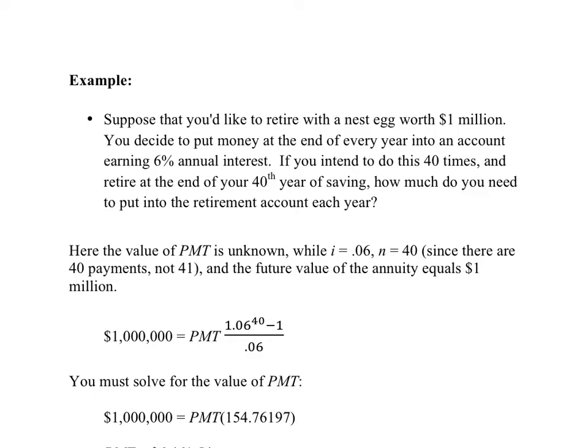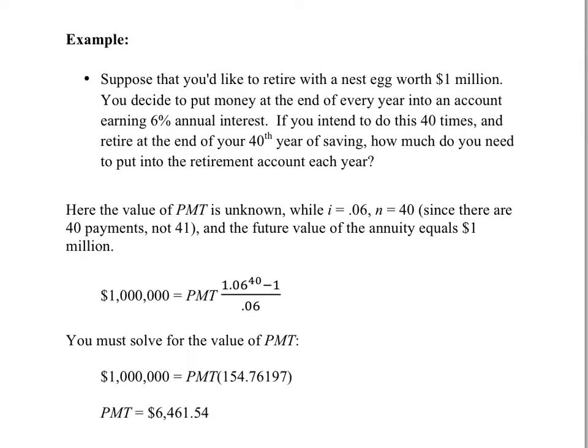and solving for PMT. To solve, we compute the value of this whole expression, 1.06 to the 40 minus 1, and all that divided by 0.06. That works out to be 154.76197. Then dividing both sides by this 154.76197, we find that the payment equals $6,461.54. What does that mean?